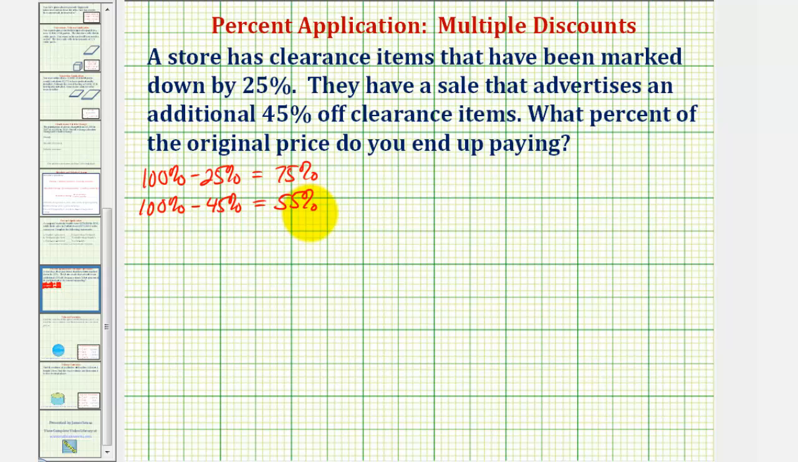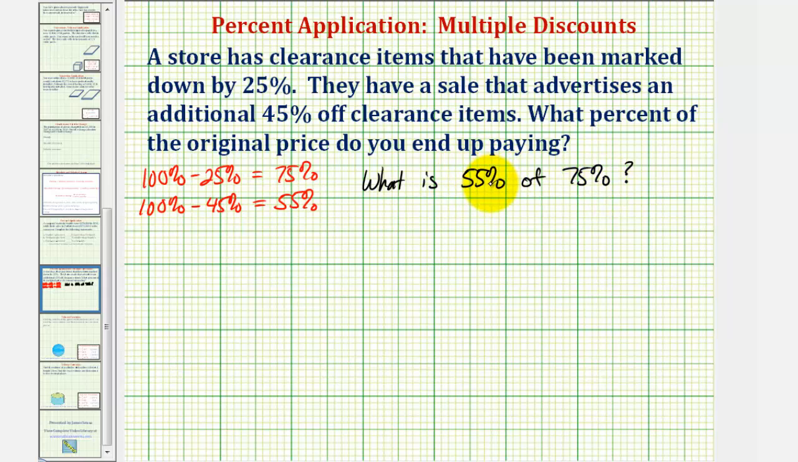So the quickest and easiest way to answer this question would be to answer the question, what is 55% of the discounted price, which is 75% of the original price? So if we can answer the question, what is 55% of 75%, we'll know what percent of the original price we end up paying. To find the percent of a number, we convert the percent to a decimal and multiply.